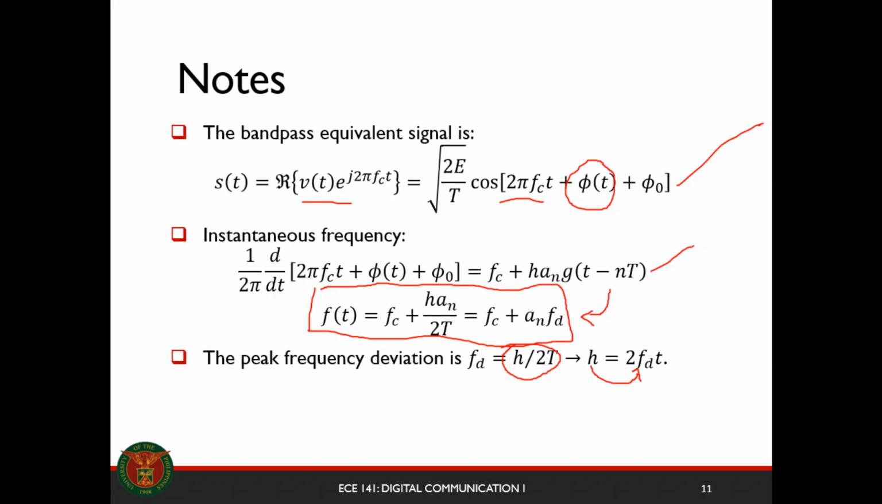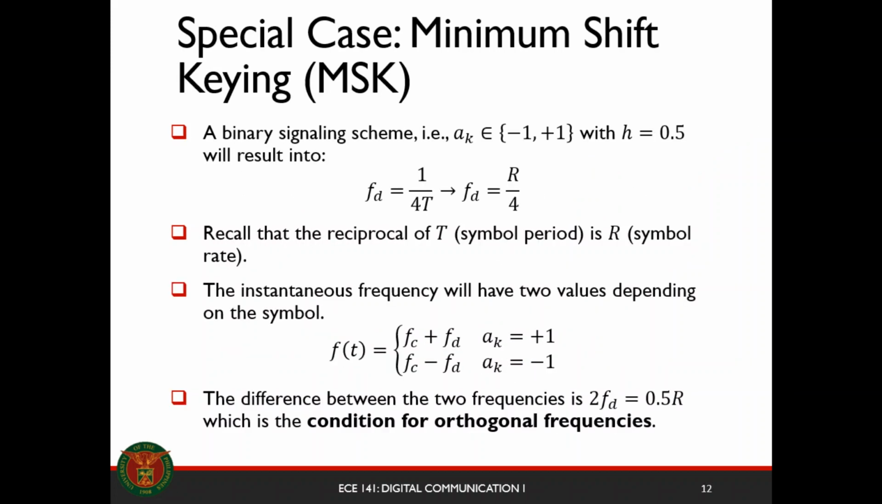So let's look at a special case of your CPFSK. We call it minimum shift keying. We use a binary signaling scheme with the symbols +1 and -1 when h is set to be 1/2.